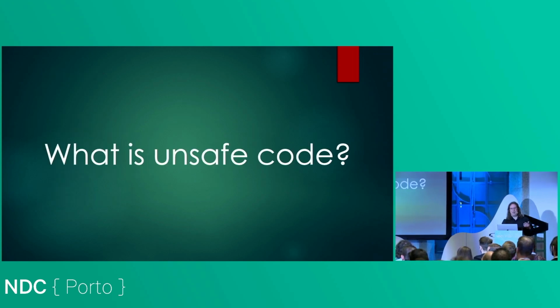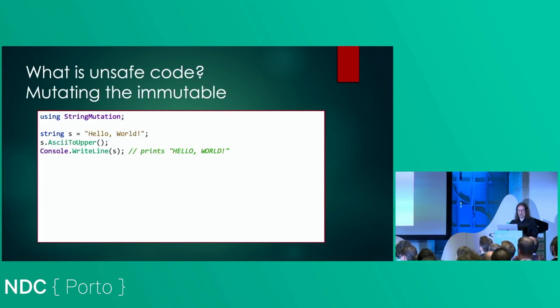So, what is unsafe code? And I start this with this little example here. Now, consider this. There is a string, and we're initializing this with hello world. So far, so good. And then this piece of code says, OK, now we're calling an extension method on that string called ASCII to upper. And then I print this to the console. And the comment here claims, at that point, all of a sudden, this string is now all uppercase. Who here thinks this is actually possible?